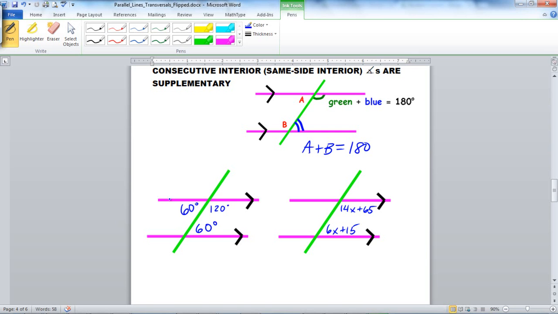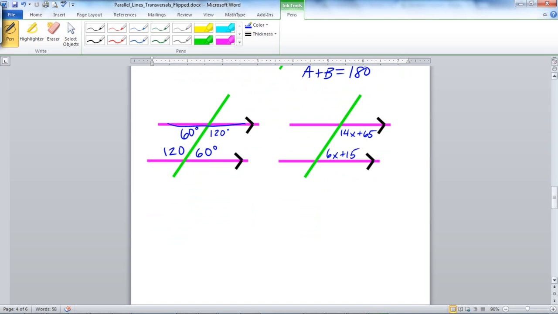I could also say, here I've got a line right here. Well, these two have to add to 180 as well, so 180 minus this 120 gives me the 60 right here. And then again, alternate interior, that is also 120. And just like the problem up above, be very careful. These are same side interior, consecutive interior, so they add to 180.